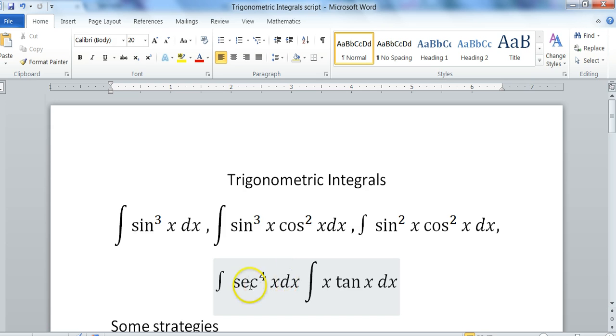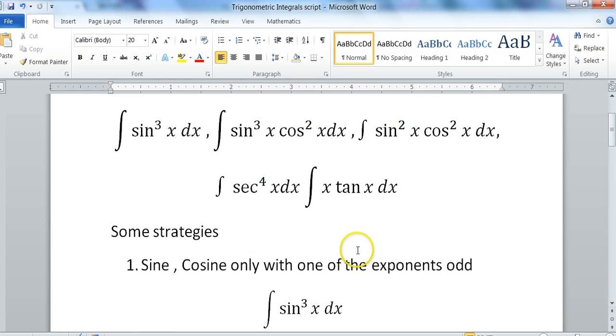Then you have another strategy when you have a secant integral with an even power of secant. And actually there are no strategies to attack this one. The answer for this integral cannot be written in closed form no matter how much you try. So like always, integration is fun because we never really have a perfect method of attacking everything. So let's look at some of the strategies.